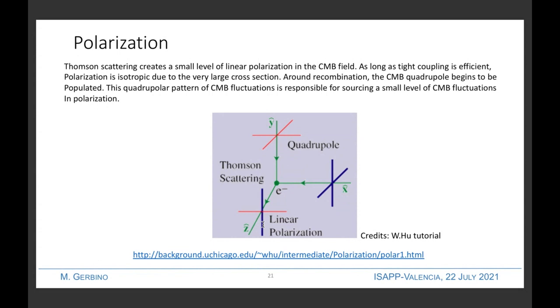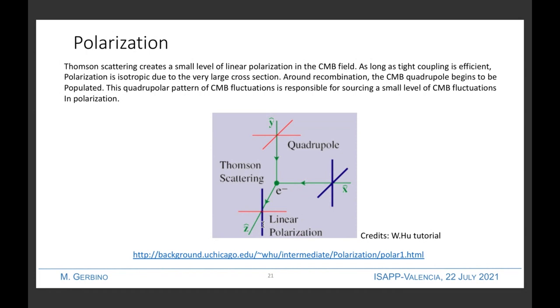And this happens more or less at the time of recombination, when the tightly coupled regime no longer applies, CMB photons start to decouple and free stream from matter, but still we have free electrons around. Of course, the other important ingredient is that we have free electrons off which CMB photons can scatter. And so these two conditions, not tightly coupled regime and free electrons around, are matched more or less at the time of recombination.